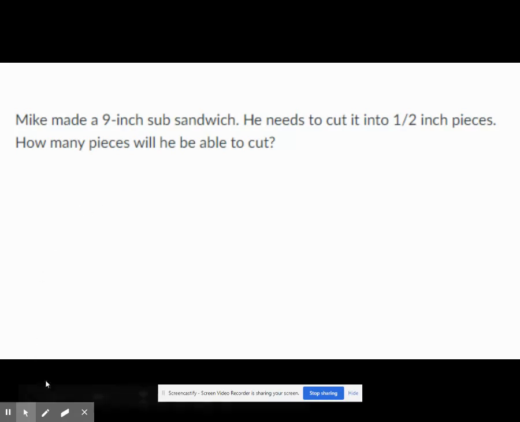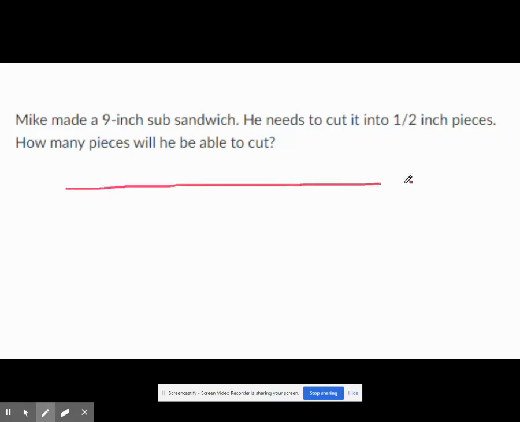All right, guys and gals. So let's go ahead and use my writing tool again. Let's do red because I think it's a little bit easier to see. All right, so we have a 9-inch sub. We could draw this out. It would be 9 inches long, right? So here's our 0 inches. There's 1, 2, 3, 4, 5, 6, 7, 8, 9. So there's 0 all the way up to 9.